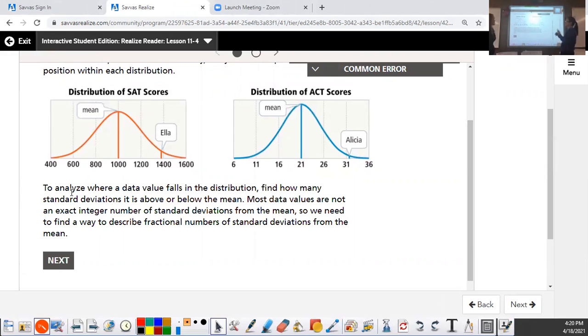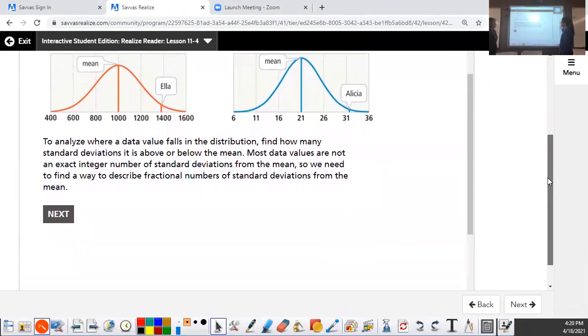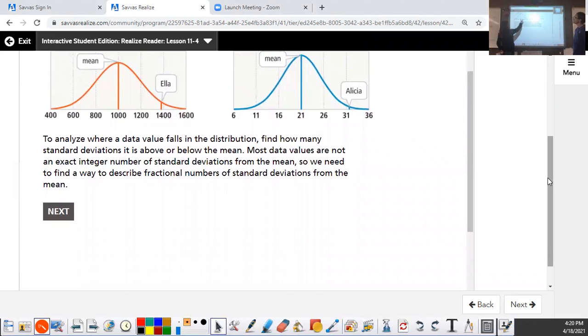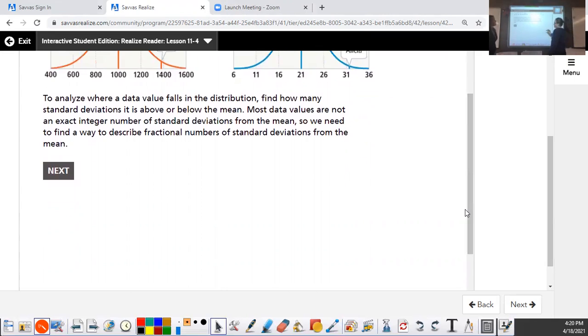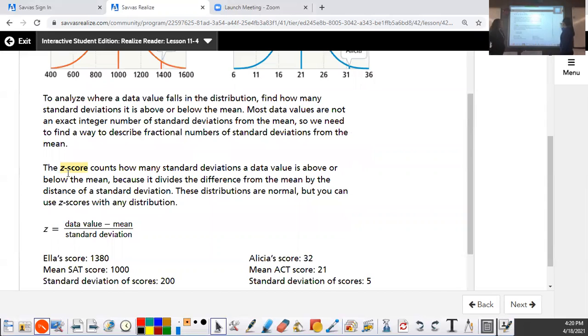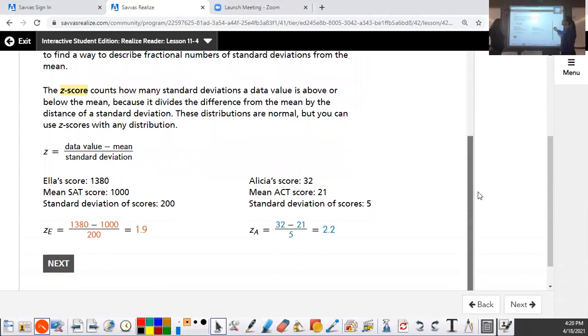It would be similar with finding what we call a z-score. Most data values are not exact integer numbers of standard deviations away, so we need to find a way to describe a fractional number from the mean. If I had to guess, if from here to here is 1 standard deviation, Ella's score might be 1.9 standard deviations. I jumped a little ahead saying that, and I shouldn't have done that. It was labeled, though, and usually we label those. But this is a huge idea, this idea of a z-score.